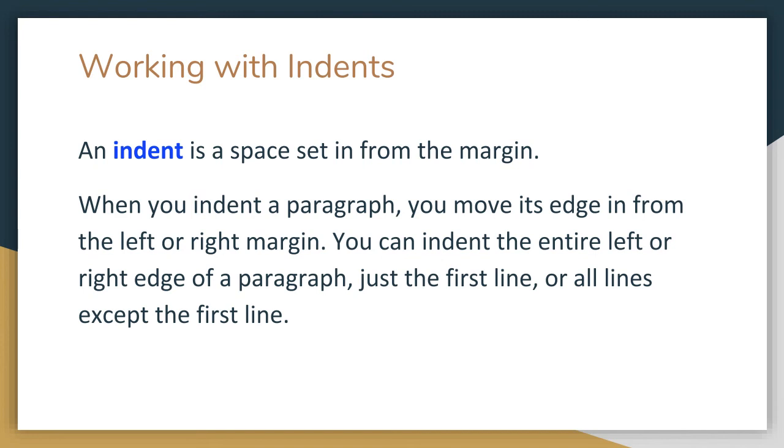An indent is a space set in from the margin. So when you want to indent a paragraph, you move its edge in from the left or right margin. You can indent the entire left or the entire right of a paragraph, just the first line, or all lines except the first line. So there are 4 different indents that we're going to talk about.